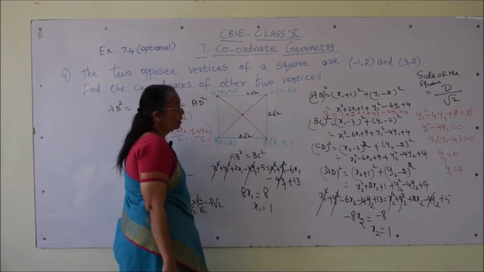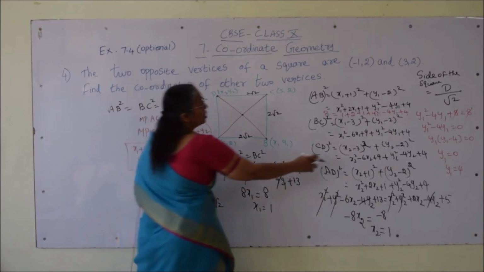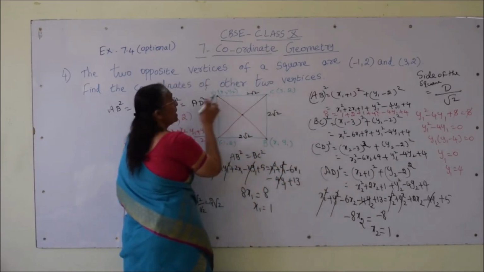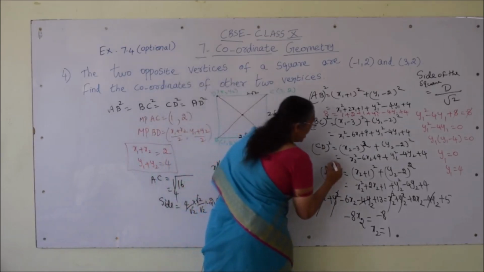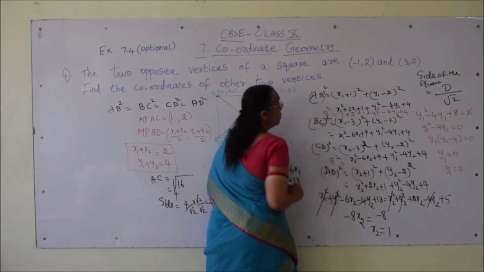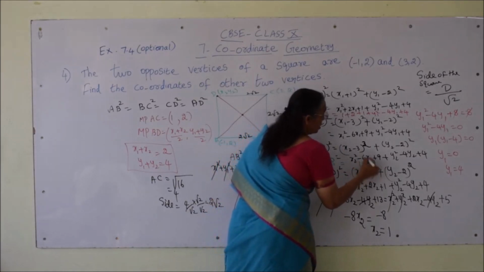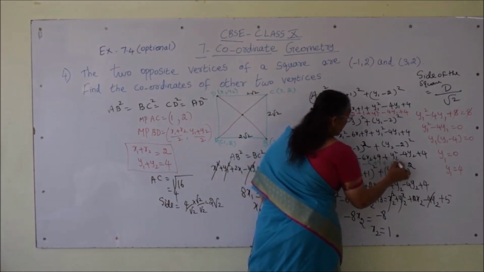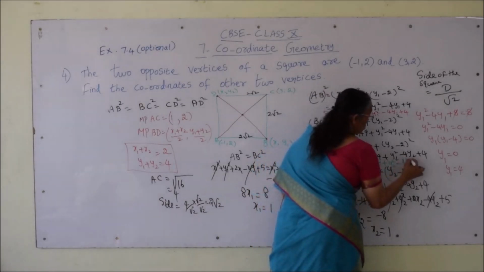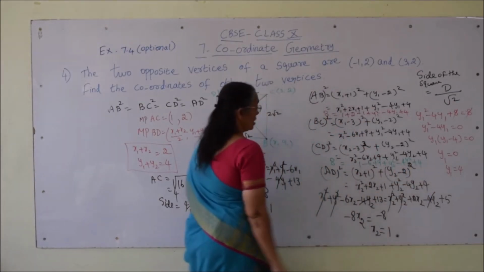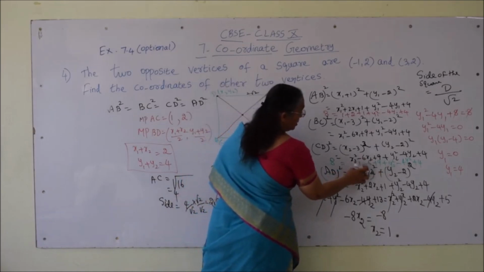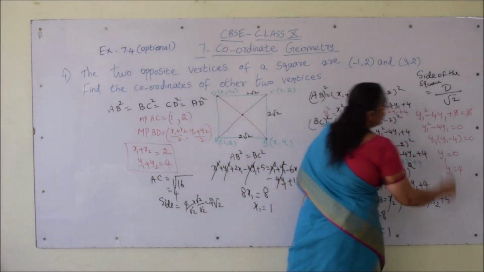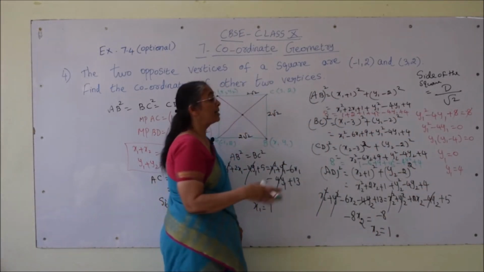Now, similarly, let us find the value of y2. We already have the x2 value as 1. Now the CD distance is also 2 root 2, so CD square is 8. 8 is equal to x2 square is 1, minus 6 plus 9, plus y2 square minus 4y2 plus 4. Even here we will get 9 plus 1, 10 minus 6, 4, 4 plus 4, 8, and 8 gets cancelled. We will get the same relation, so y2 is also again either 0 or 4.